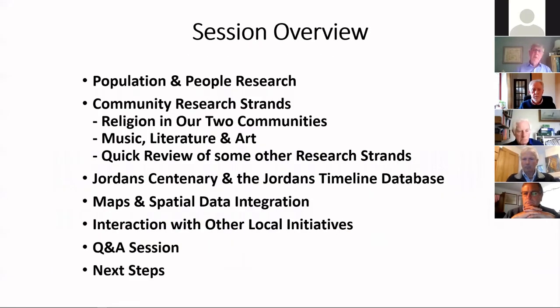Next. So a quick overview of our session. I would start off talking a little bit about population and people research. We'll then look at some of the community research strands that we're developing. Two of them are in depth, religion in our two communities and music, literature and art. And then it will come back to me and I'll do a quick overview of some of the other research strands. We'll then look in detail at the Jordans Centenary and the Jordans timeline database that's been developed, which is a very important step forward for us, and then how that has been integrated through maps and spatial data integration into this GIS system.